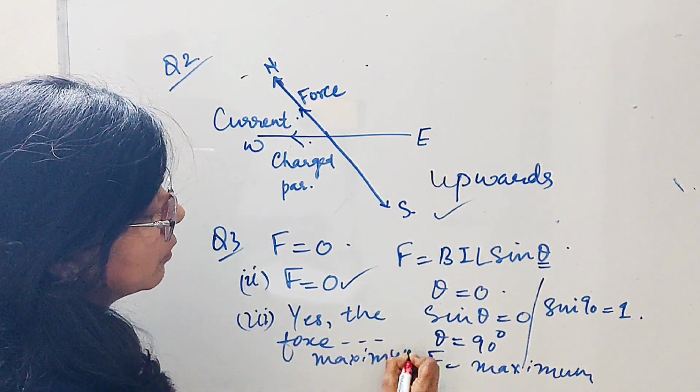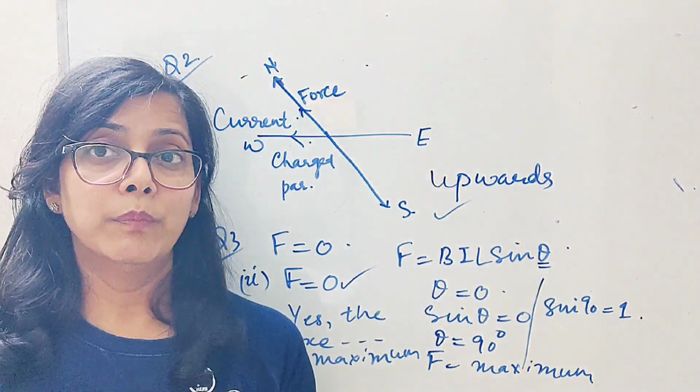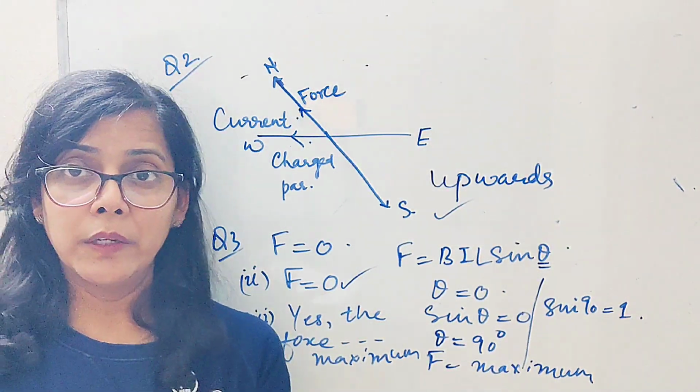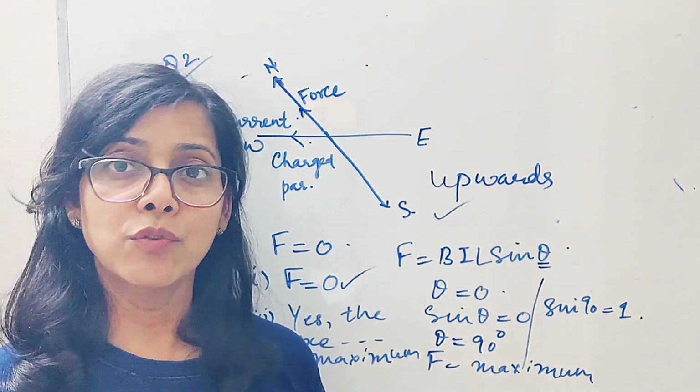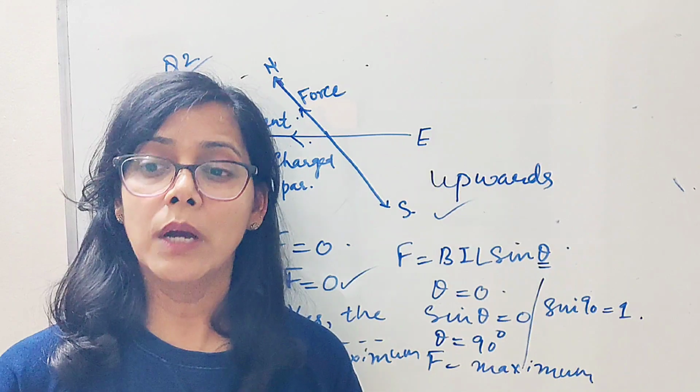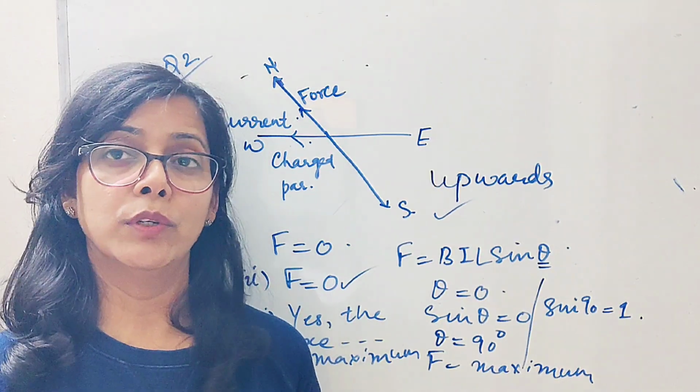So here completes our 3 questions, and all these 3 questions were related to the Fleming left hand rule. Okay, now in the next video I will try to cover some more important questions of magnetic effects of electric current.